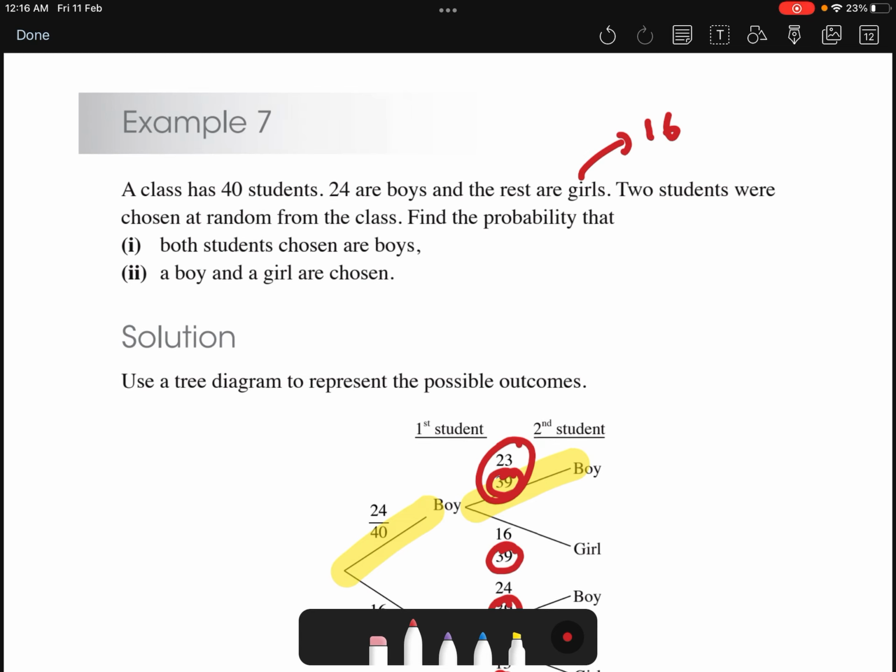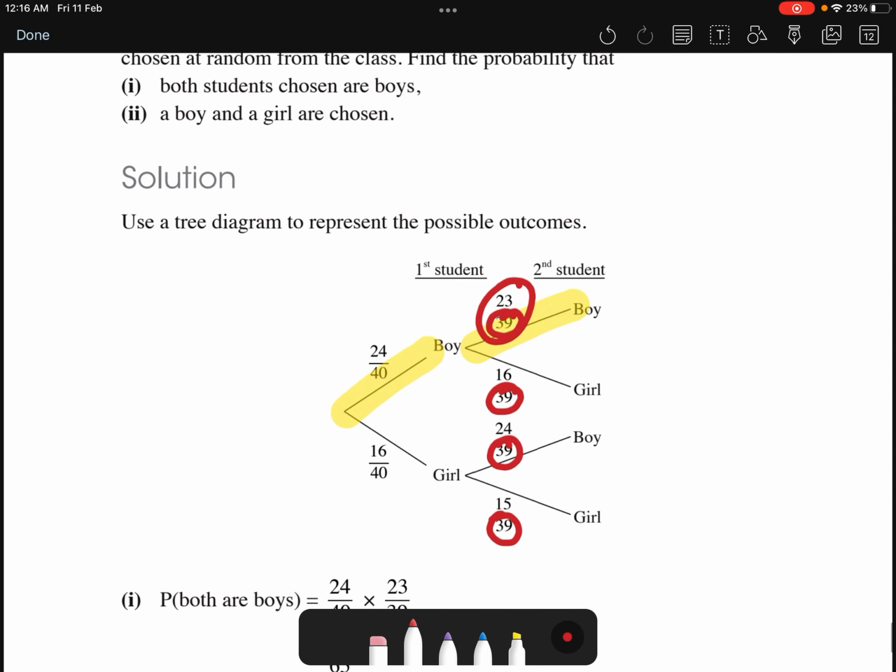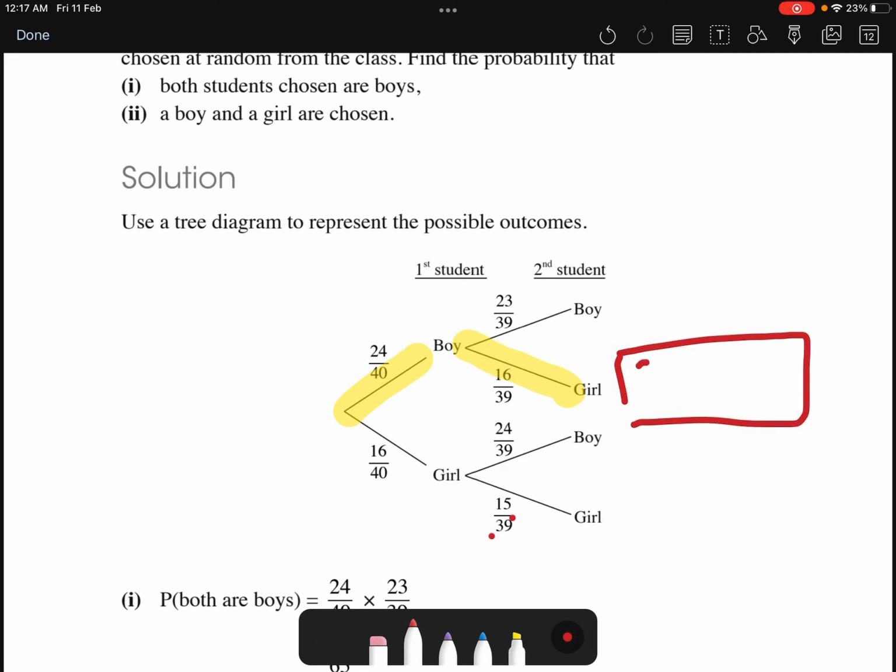Okay, part 2, a boy and a girl are chosen. When you say a boy and a girl are chosen, means that for the first choice you can choose boy, then second choice you choose girl. Now of course not to forget, you can choose girl first, then choose boy. So you need to have 2 of these, then you add up. So I choose boy, then I choose girl. So I just use 24 over 40 multiplied by 16 over 39. So this is one way, right?